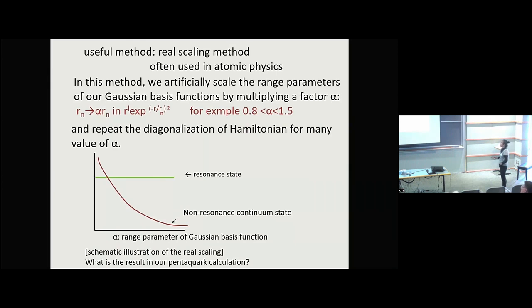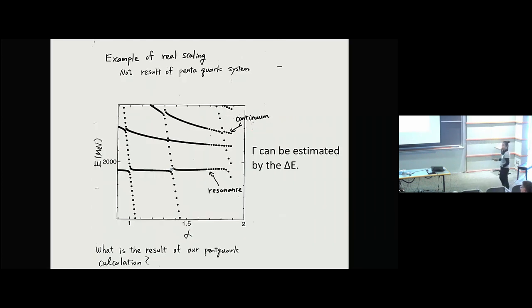If we have a continuum state, then the continuum state is decaying to some threshold. However, if we have a resonance state, then the resonance state should be stable with respect to the range parameter of the Gaussian basis function. I will show you an example. This is an isotope model, and this is alpha, and this is energy. The dots mean eigenvalues.